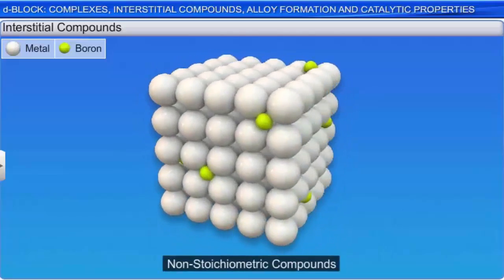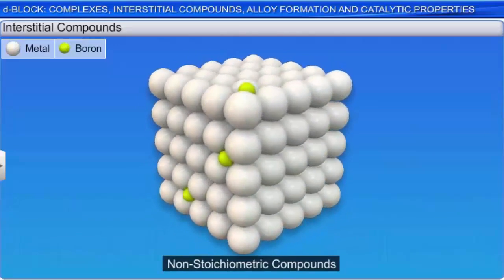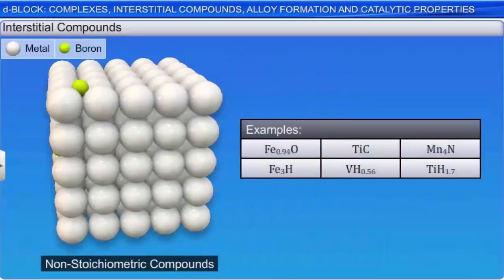For example, Fe0.94O, TiC, Mn4N, Fe3H, VH0.56, and TiH1.7. Note that the formulae do not correspond to any normal oxidation state of the metal.